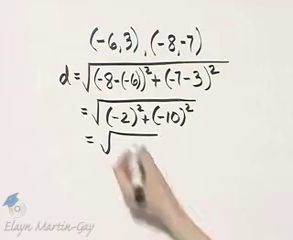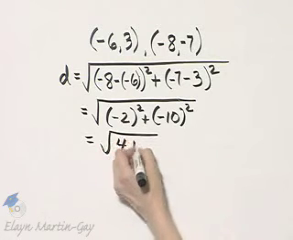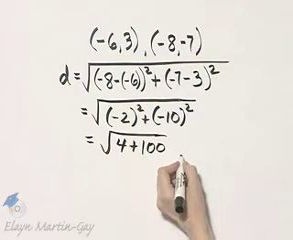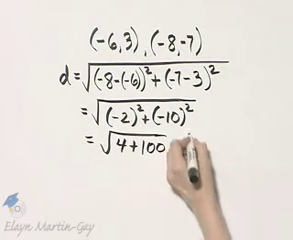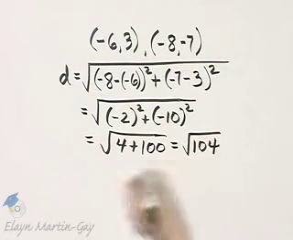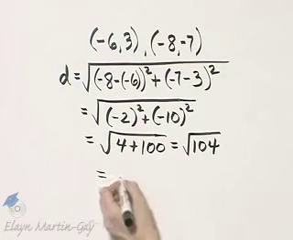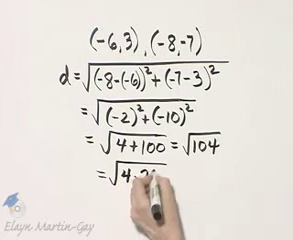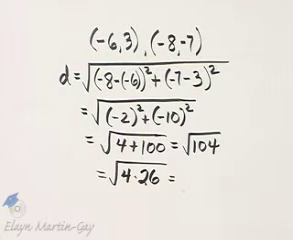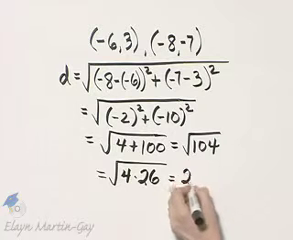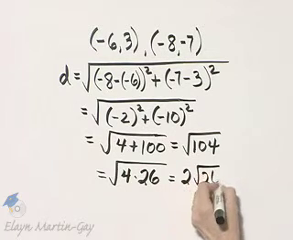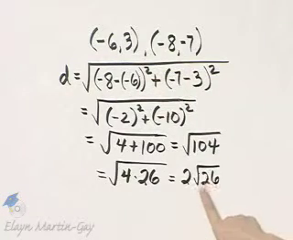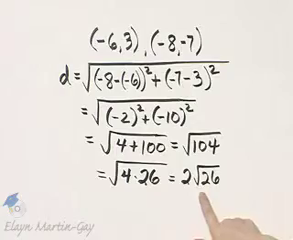That is the square root of negative 2 times negative 2, or 4, plus negative 10 times negative 10, that is 100. So that is the square root of 104. Let's go ahead and simplify that, because 104 is 4 times 26, and the square root of 4 is 2, so that's 2 square root of 26. The distance between these 2 points then is exactly 2 square root of 26 units.